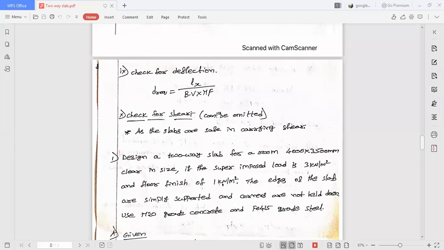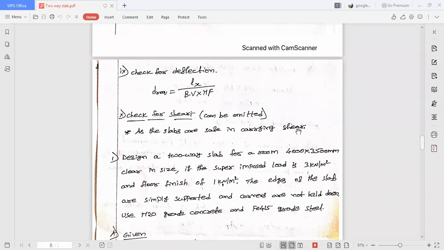As two-way slabs are a very lengthy procedure compared to one-way slabs, what I suggest is, better to eliminate this step. Okay, but you have to write this heading, check for shear. You have to write this statement, as the slabs are safe in carrying shear, so check for shear is eliminated or check for shear is not required. This step rastene me check for shear chesinattu.